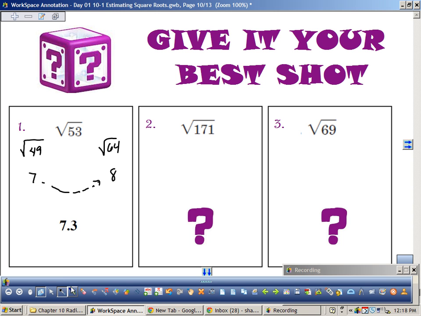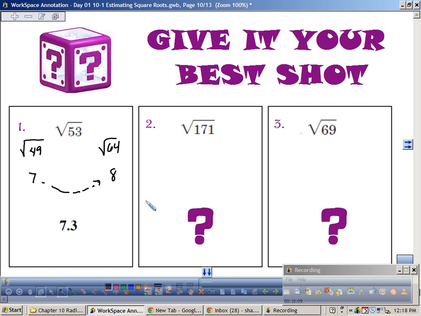171. If you can't think of numbers that are close to 171, think of numbers that are bigger though. What's 10 squared? What's 11 squared? What's 12 squared? What's 13 squared? 169 looks pretty close. Thank you. So 13 squared is 169. So what's this number going to be? 14. If 169 is smaller than 171, right? So it's got to be in between 13 and 14.